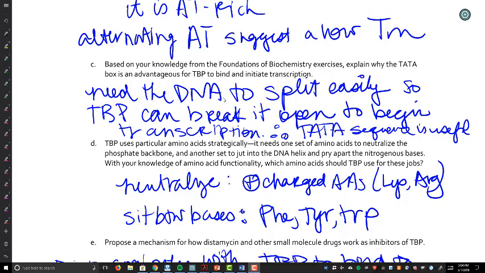So for the amino acids that we want to interact with the phosphate backbone, we would want them to be positively charged so they could neutralize the negative charge on the backbone. So we would expect these amino acids to be amino acids like lysine and arginine. And then for the amino acids that we would want to go between the bases, we would want amino acids that could pi stack or form hydrophobic interactions with the bases. And so good guesses for these would be phenylalanine, tyrosine, or tryptophan.